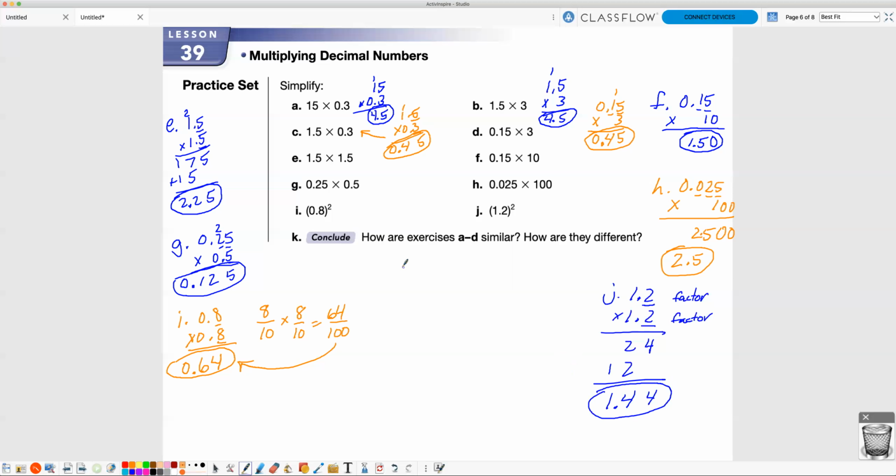And then letter K asks, how are exercises A through D similar? So the first part, just answer the first part and then separate it with a semicolon. So separate your answer with a semicolon and then answer how they're different. How are exercises A through D similar? So look at A through D. This was A, B, C, D here. How are they similar? And then tell me, how are they different? So when you look at A, B, C, D, how are they different?